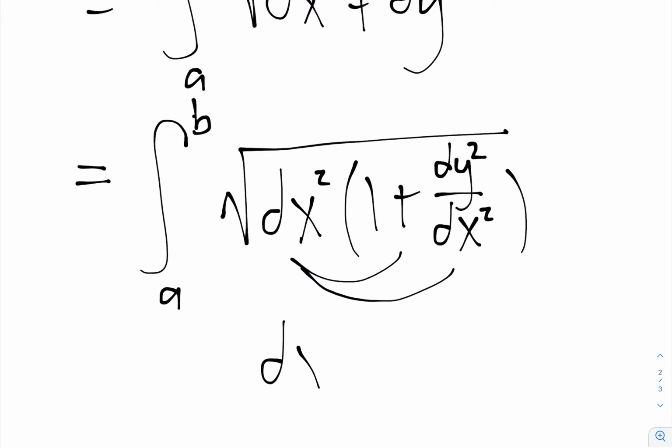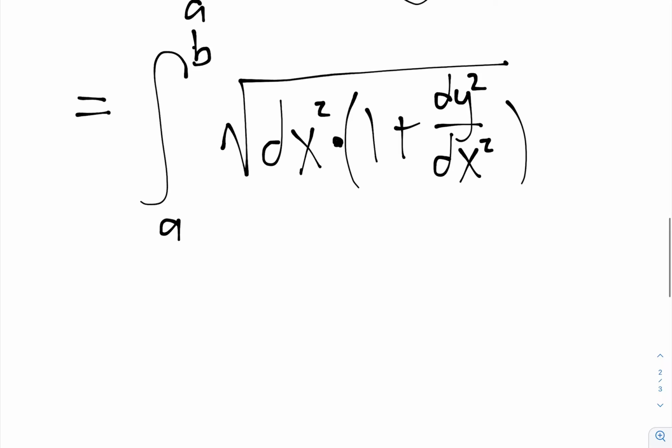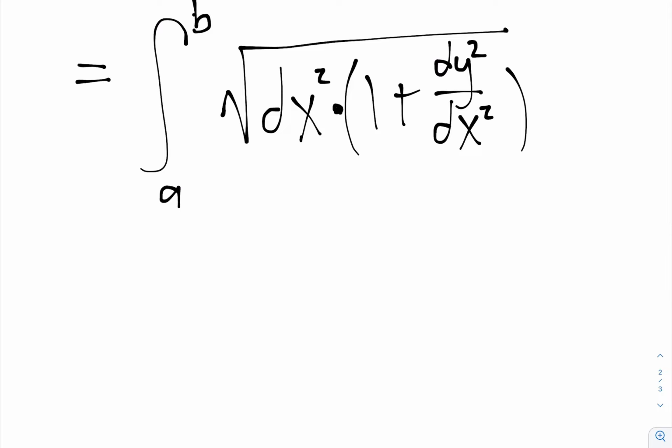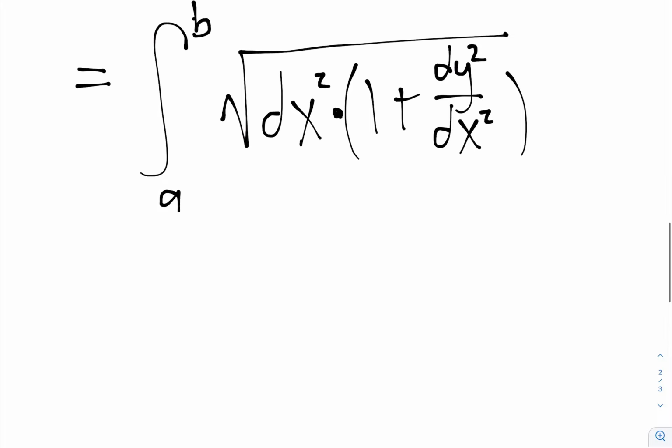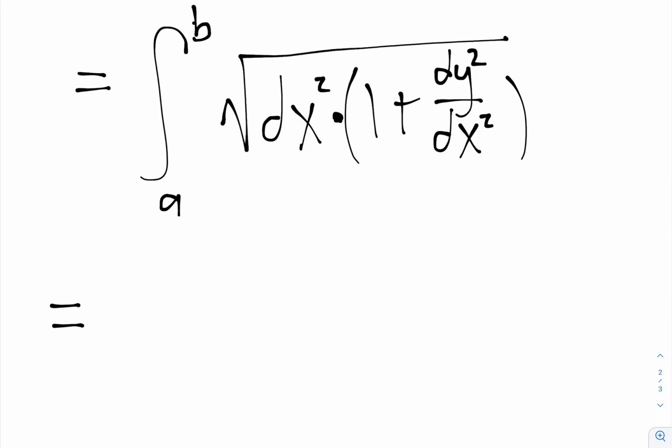Okay, so if we factor out that dx squared, notice how this is a product now. Anytime we're taking the square root of something, we can separate it only if it's a product or a quotient. Before, we couldn't just say the square root of dx squared plus dy squared was dx plus dy. That's not how square roots work. We can only separate them if they're products or quotients. So now, since it's a product, we can say it's the integral from a to b of the square root of dx squared times the square root of 1 plus dy squared over dx squared.